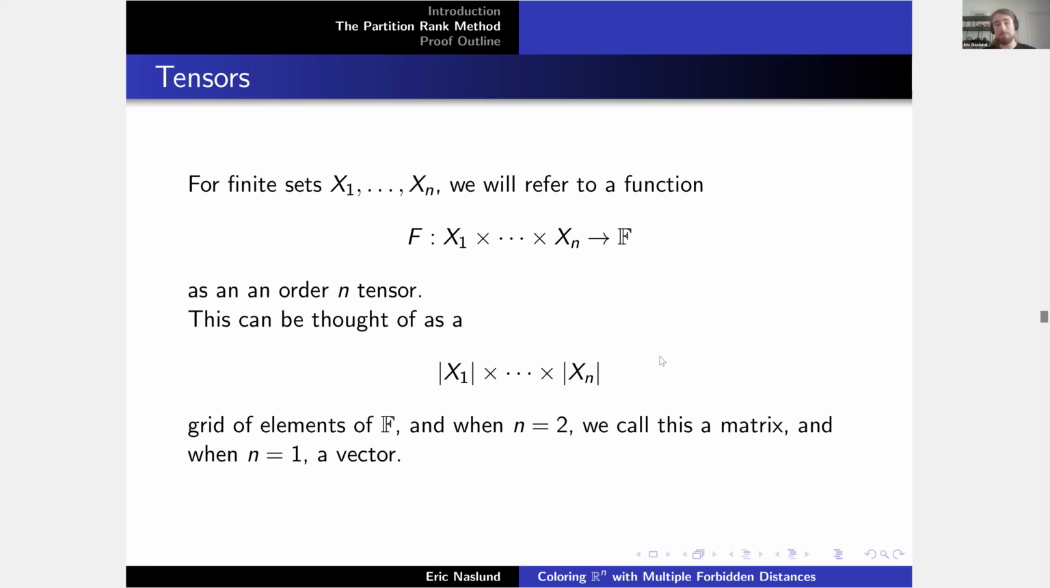To think of your tensor as a multilinear form, you have this rectangular grid of numbers, and you do an operation with that grid of numbers and with your different vectors to get your multilinear form.